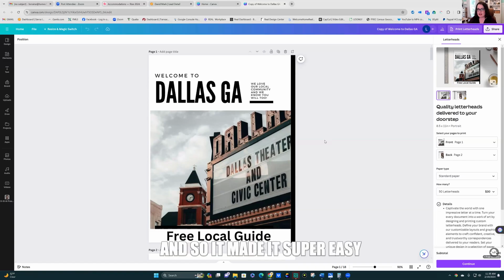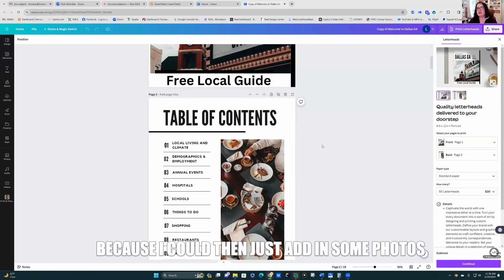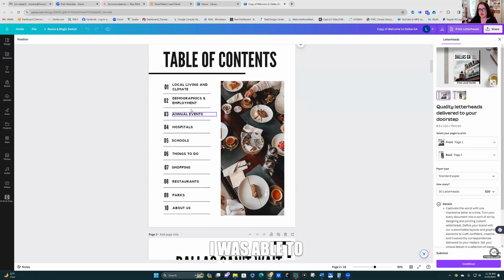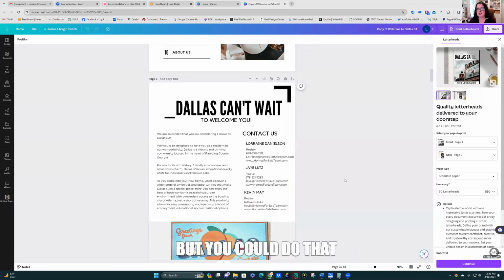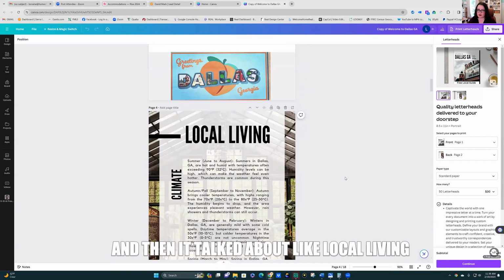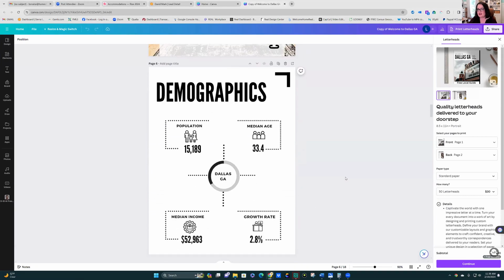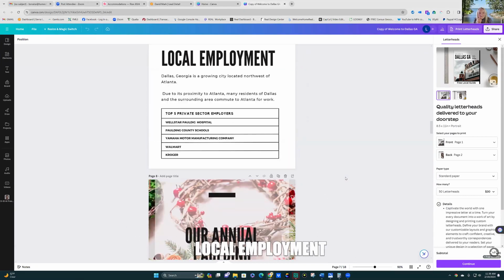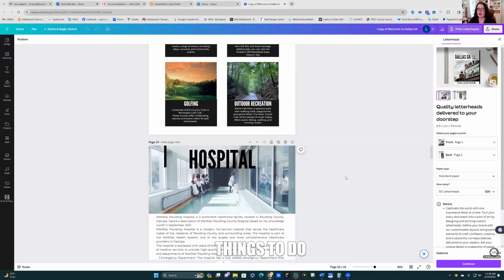One of the cities. And so this was actually one of her designs at Elevated Agent. And so it made it super easy because I could then just add in some photos. I changed a couple of the little categories, but you could do that. And then it talked about local living. It got into climate, demographics, things that they would want to know, local employment, local events, things to do.